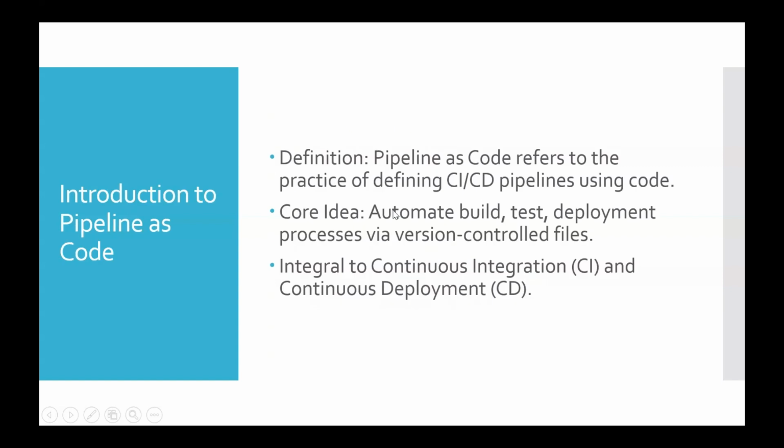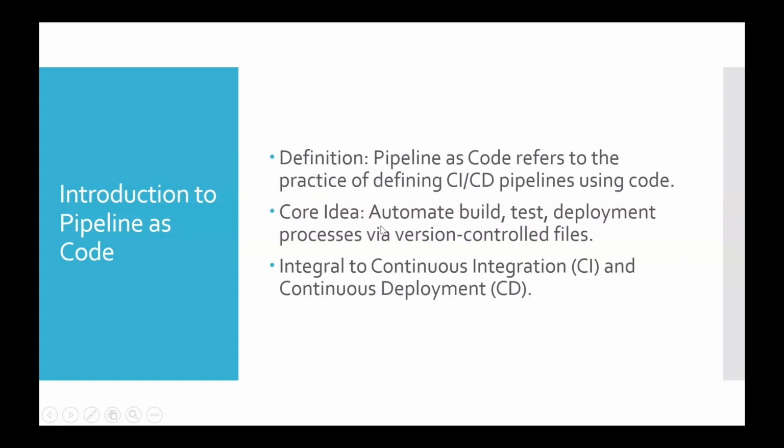Okay, so let me start by giving a quick introduction of pipeline as code. What is the definition? This is nothing but the practice of defining CI/CD pipelines using code. So if you are creating the classic pipelines, you can create the pipelines with code as well. That is called pipeline as code. Okay, you can just read the definition here. Pipeline as code refers to the practice of defining CI/CD pipelines using code.